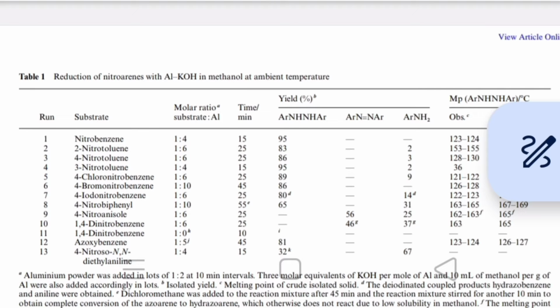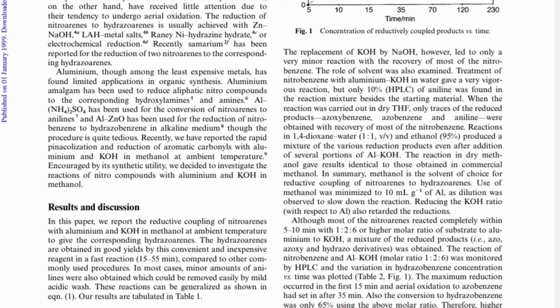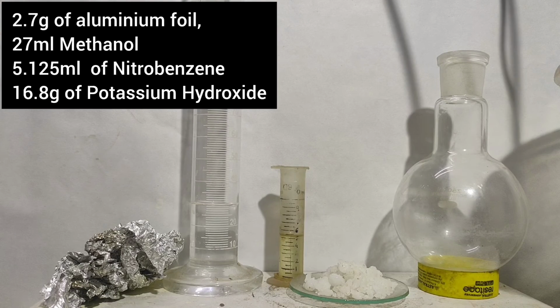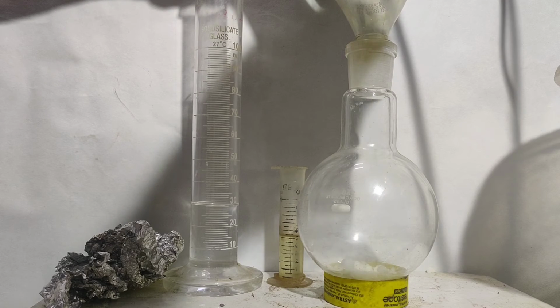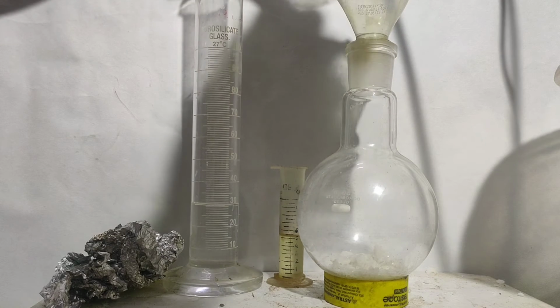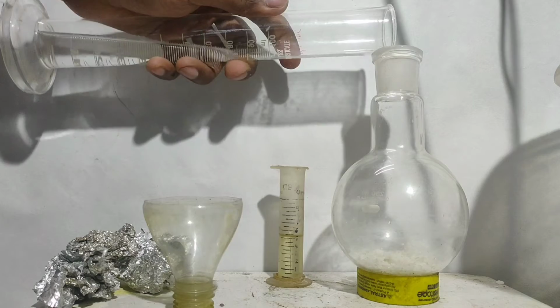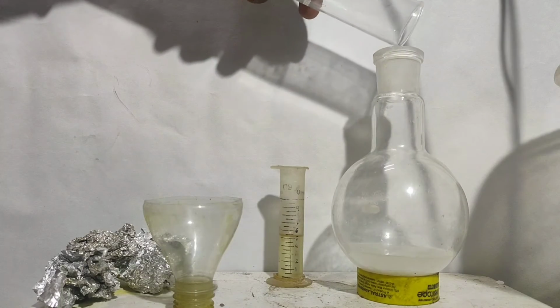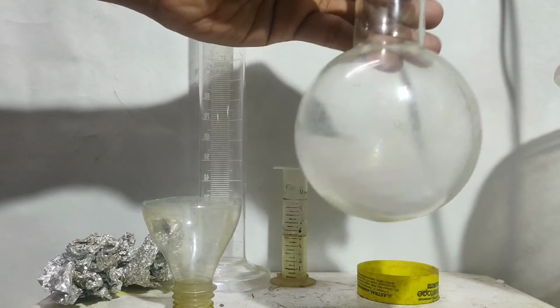It said to use anhydrous methanol, potassium hydroxide, and aluminium to reduce nitrobenzene to hydrazobenzene. So I measured out 2.7 ml of aluminium foil, 27 ml of methanol, 5.125 ml of nitrobenzene, and 16.8 gram of potassium hydroxide. I transferred the potassium hydroxide pellets into a 250 ml round bottom flask and dissolved it in methanol. Sodium hydroxide cannot be used here due to its poor solubility in methanol.